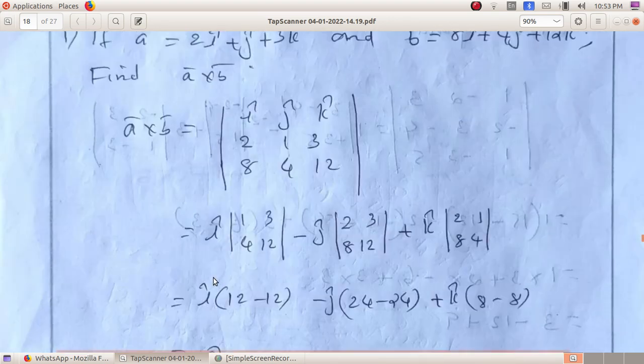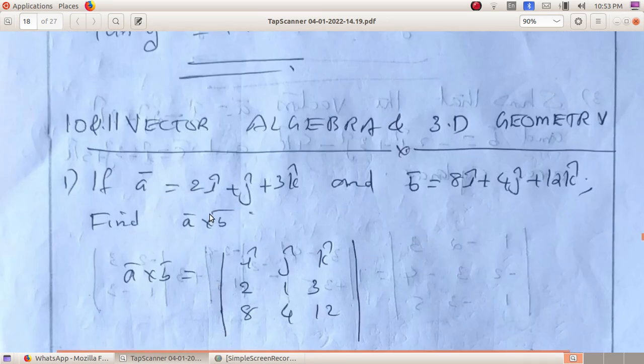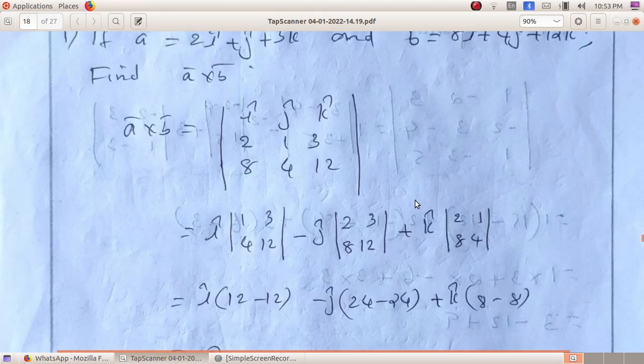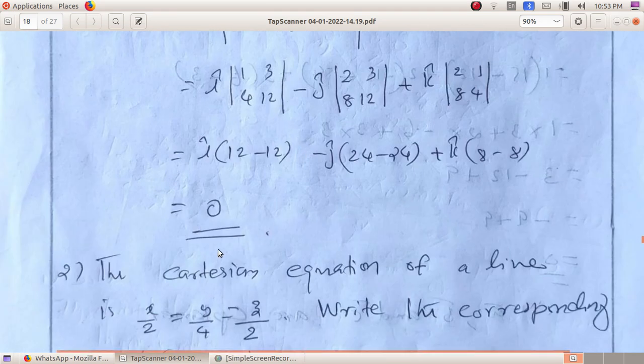Answer is 0. Why is the answer 0? Look at the question. 2, 1, 3. Actually 2 into 4, 8. 1 into 4, 4. 3 into 4, 12. So this B is a multiple of this one. That is why the answer is 0. Anyway, we can find the answer by solving this, by doing these steps.